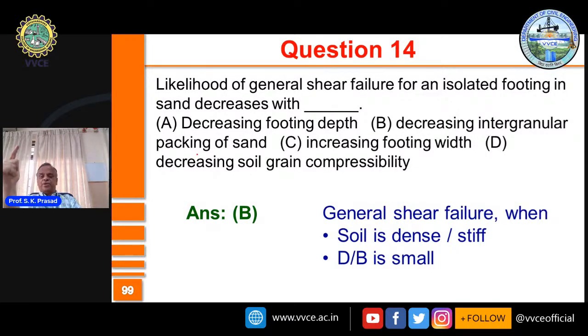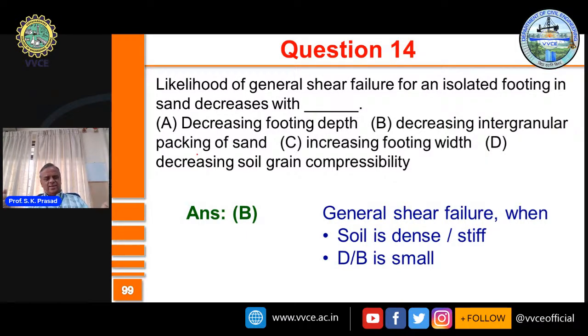Likelihood of general shear failure in an isolated footing on sand decreases, the chances decrease, when you see which is the best answer. A: a decrease in footing depth. When you decrease it, general shear failure becomes more likely. A is not acceptable. I'll go to C now because I have written the answer as B. Increase in the footing width. When you increase the width of the footing, it is decreasing the relative depth only. So in that case also, general shear failure chances increase. So C is ruled out.